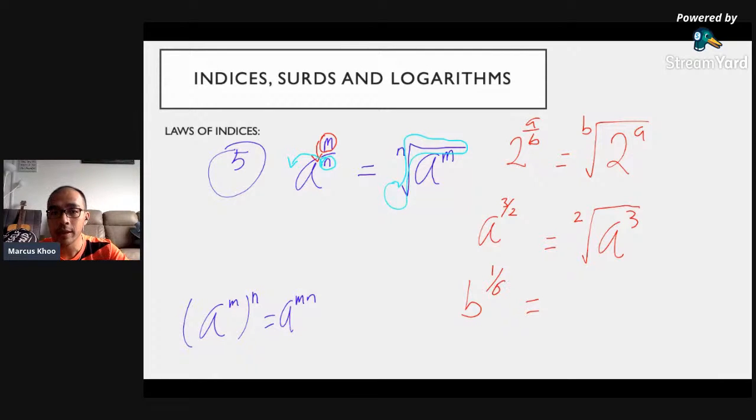Atau another one, b to the power of 1 over 6. Ada juga begini ni. So this will be b to the power of 1. Tapi kita tidak tulis b to the power of 1. Kita hanya tulis b sahaja. Okay, so we never write this. We never write power of 1. Because b to the power of 1 is just b lah.